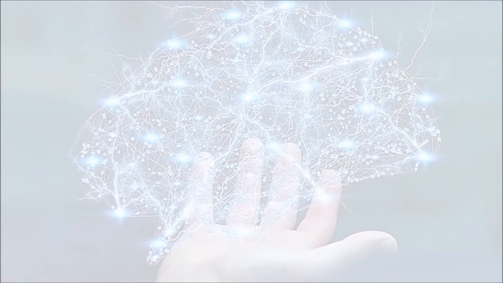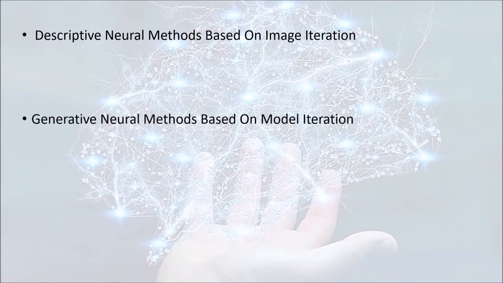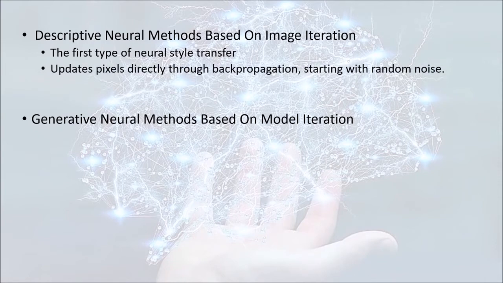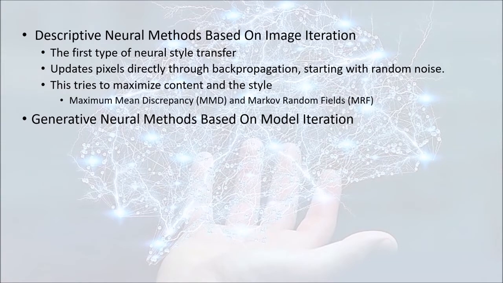There are two general methods for neural style transfer. One of them is descriptive neural methods based on image iteration, and the other is generative neural methods based on model iteration. The descriptive model was the first type of neural style transfer, and it works by updating pixels directly in the image for each iteration through backpropagation, starting with random noise. This tries to maximize the content of one image and the style of another. The methods can be broken further down into maximum mean discrepancy and Markov random fields.